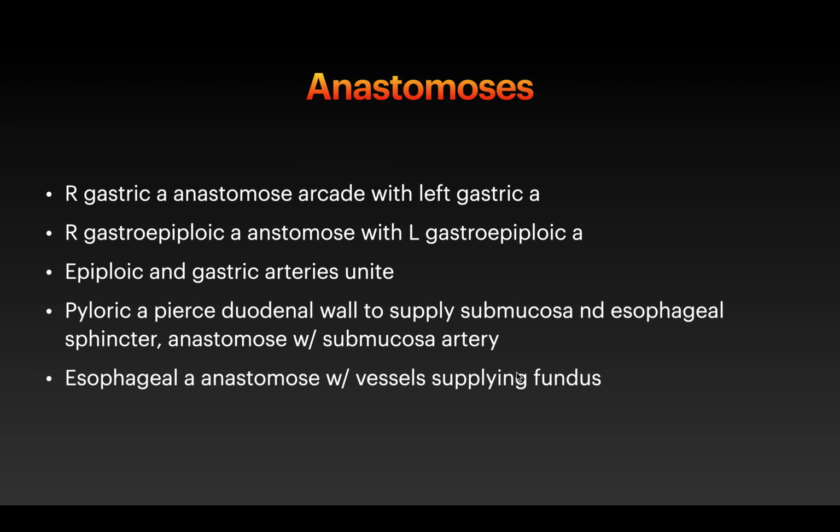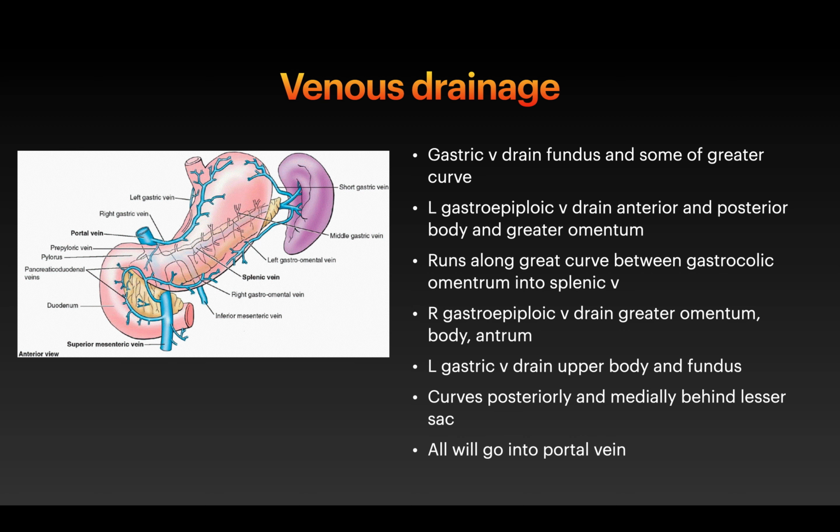And then this is a really important clinical correlation right here. The esophagus arteries will anastomose with the vessels supplying the fundus. So gastric vein will drain the fundus and some of the greater curve. The left gastroepiploic will drain the anterior and posterior body, along with the greater omentum, and then it runs along the curve between the gastrocolic omentum into the splenic vein.